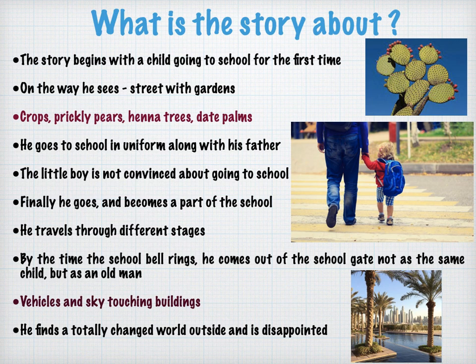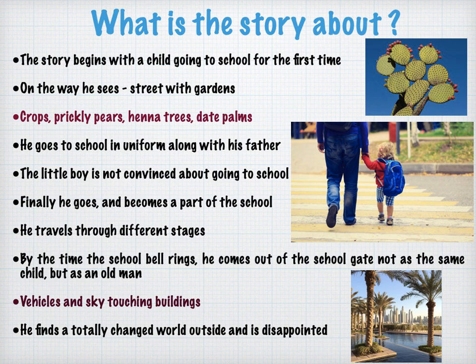Now, since this is the very first day of school, the boy is not very happy. The boy here is the narrator himself. The little boy is not convinced about going to school. He thinks that he has done something wrong, and that is the reason why his father is sending him to school. Finally, he goes because of the advice given by the father. And more than that, the father promises him that he will wait at the gate when the school bell rings in the evening. So finally, he goes and he becomes a part of the school.